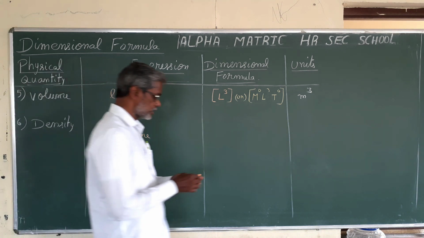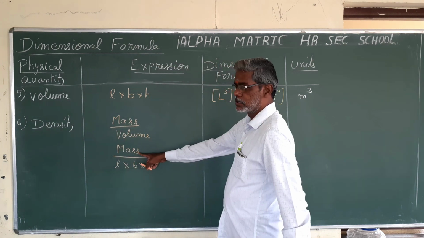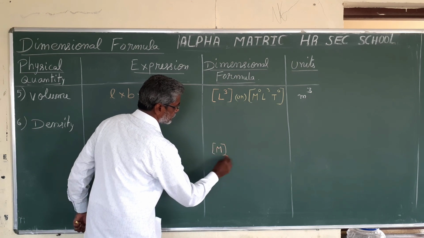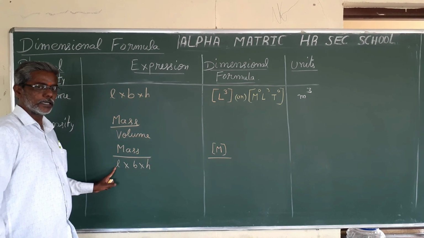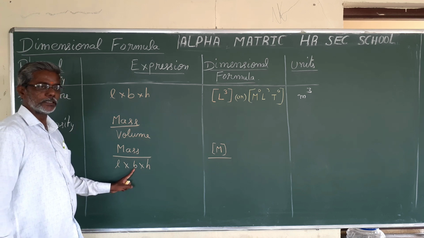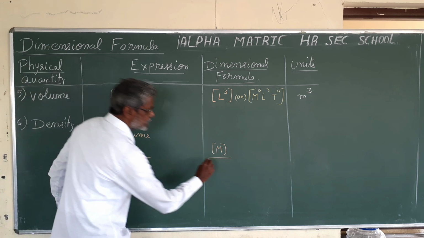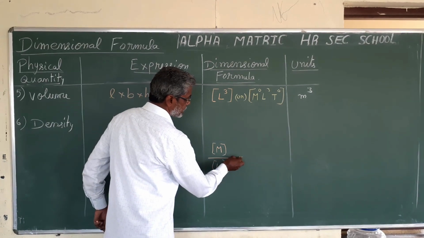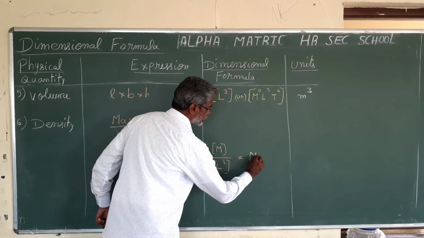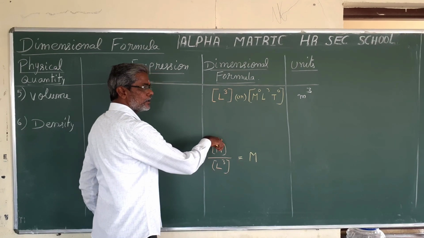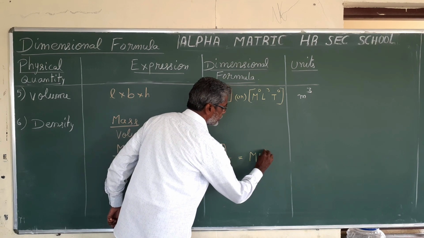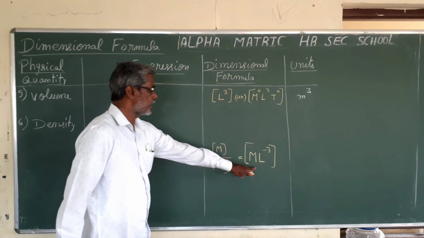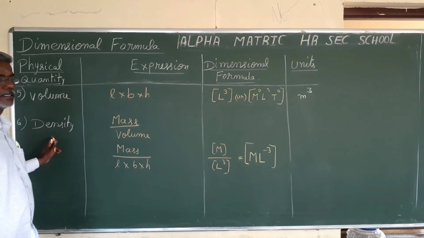Now go for the dimensional formula. For mass, what is the dimension? M. For length, L. Breadth is measured in length, so L. Here also L. So in total it is L cube. Now I can rewrite this as M over L cube. Bring it to the numerator, so L to the power minus 3. This is the dimensional formula for density.